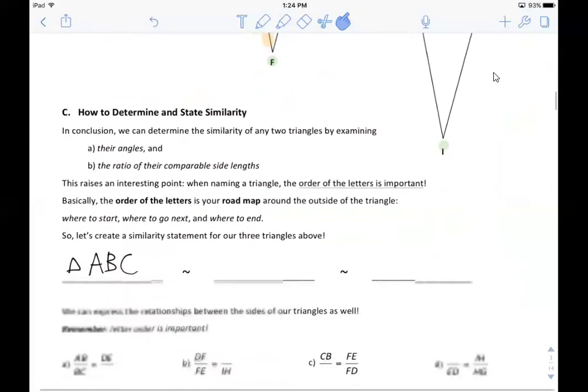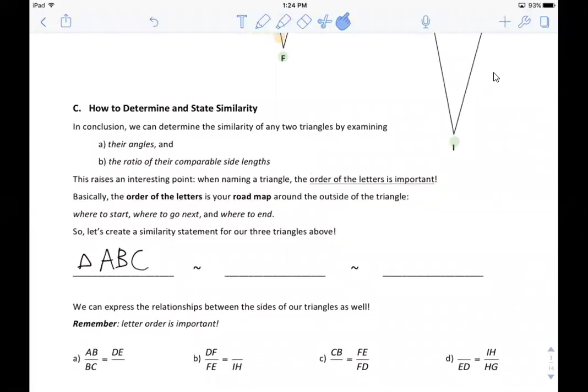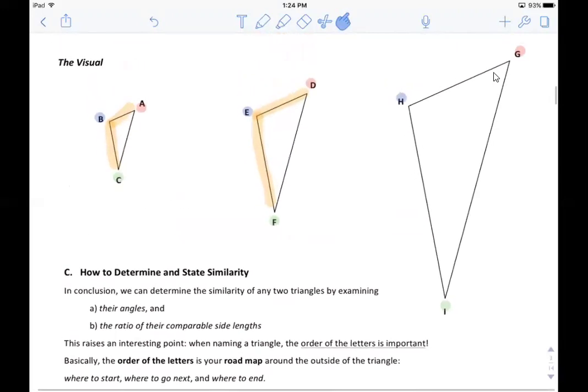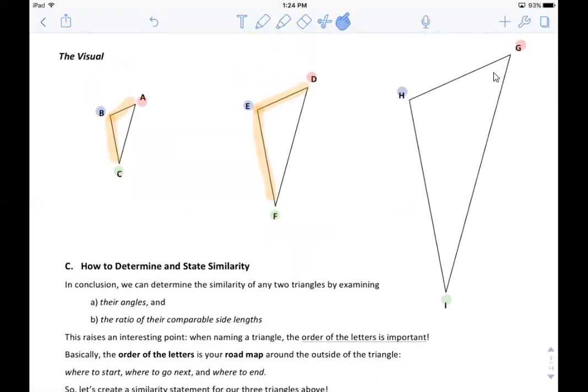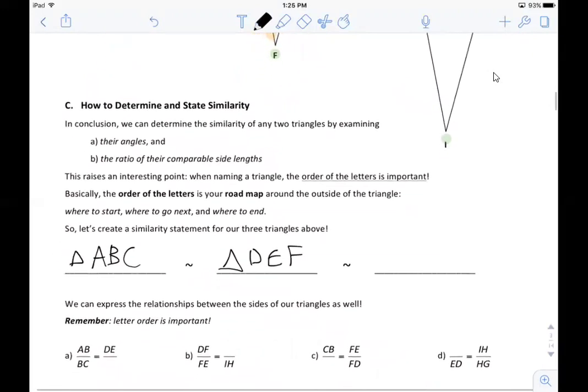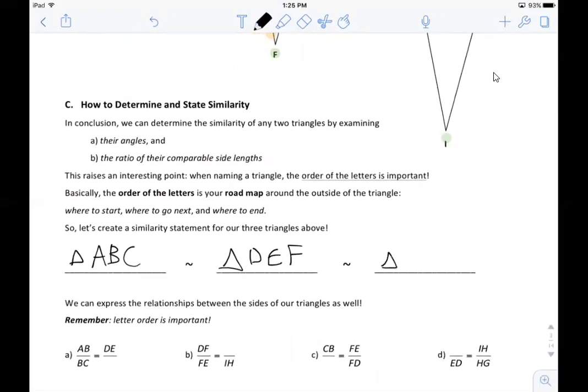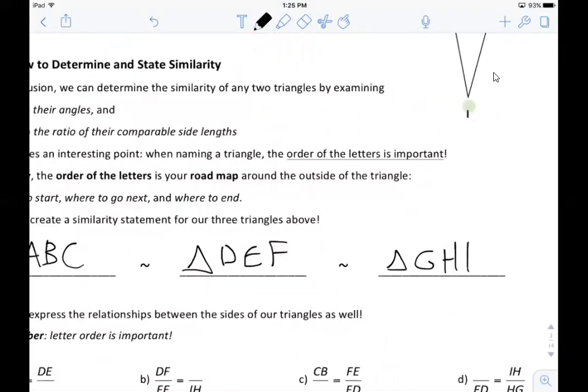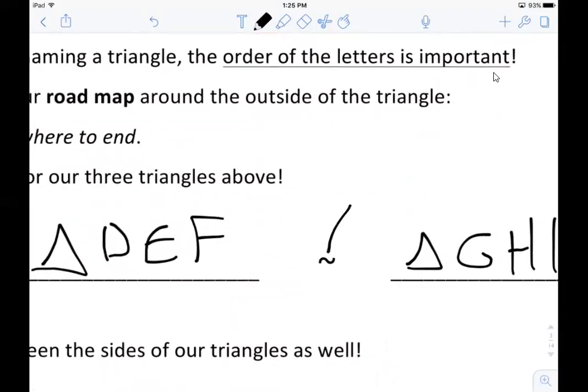So specifically, going back down here, I can say that it's similar to DEF. That's the other triangle. And that's also similar to, scrolling up again to make sure we get the letter order right, GHI, to make sure that we put it in the same order that's being used in the others. So triangle GHI. And then this little symbol that you see right here, that is the symbol that just means similar to.